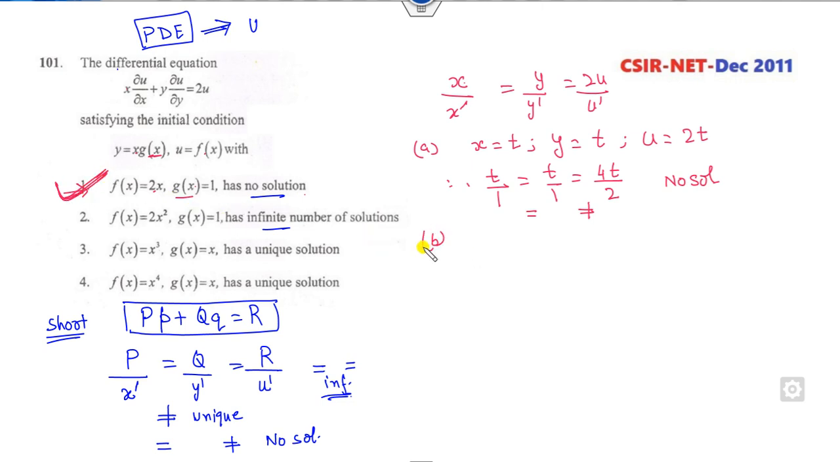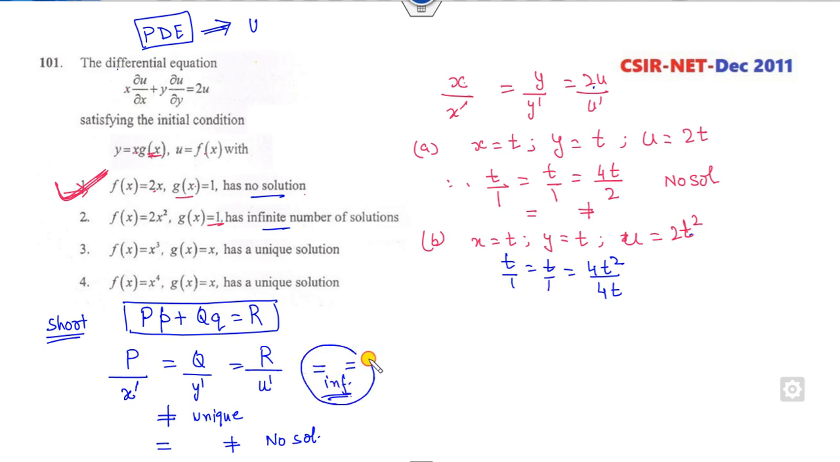Similarly, look at the second option. x is my t, y is equal to g which is my 1, so it is again t. So u is equal to 2t square. So how can you solve that? It is t over 1, this is t over 1, and it is 2u, that is my 4t square divided by their derivative, 4t. So you can see all are the same. When all are the same, we call it infinitely many solutions. This option is also correct.